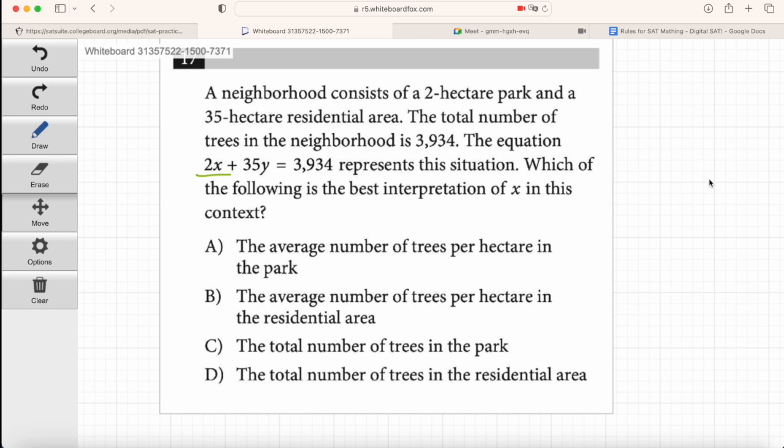The first thing that jumps out to me is they have the total number of trees in the area at the end of the equation. So that's important to note as well. This is letting me know that whatever x is, that's going to give me the total number of trees in the 2-acre park, when we multiply it by 2. You're absolutely thinking along the right terms. So the x is involving the 2-acre park.